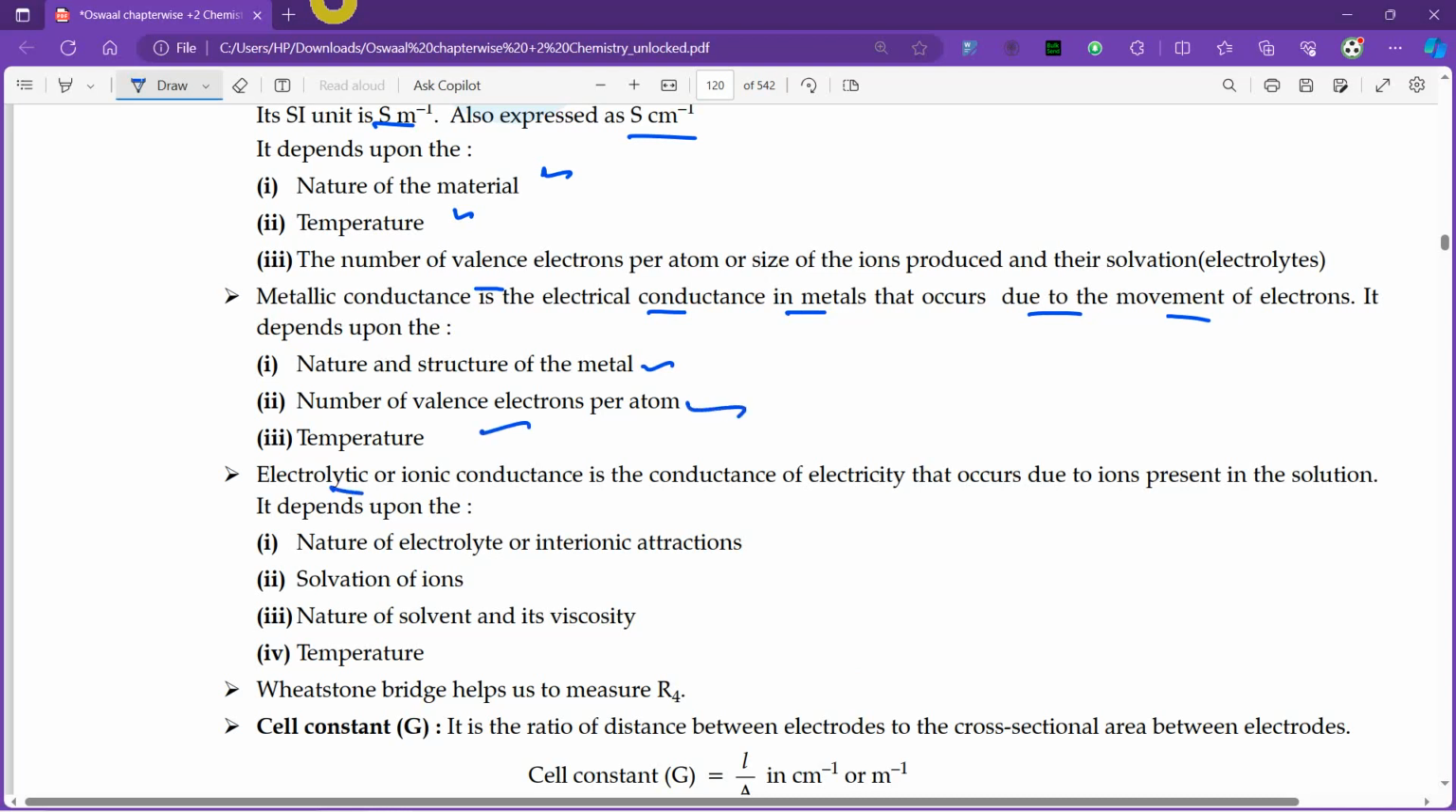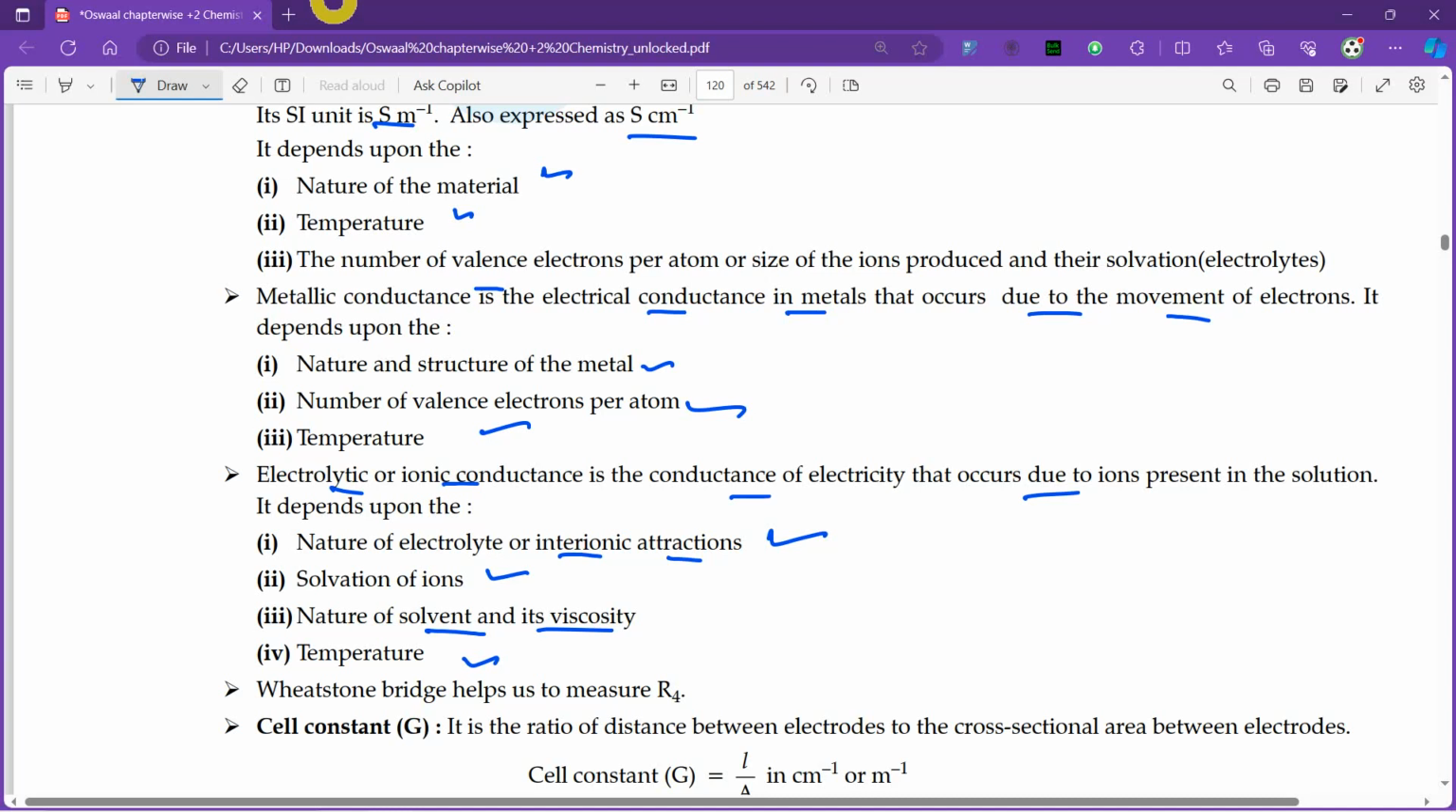Electrolytic conductance or ionic conductance. So this means the electrical conductance due to the ions, conductance due to the ions present in the solution. It depends upon the nature of electrolyte or inter-ionic attraction, solvation of ions, the extent to which it is dissolved, nature of the solvent and its viscosity, and temperature. Right? These are the factors influencing the electrolytic or ionic conductance.